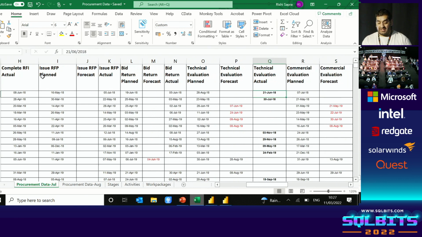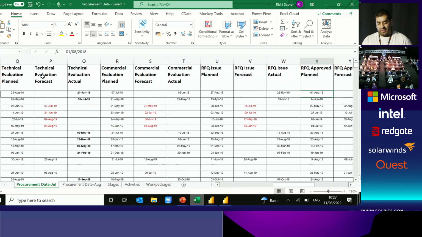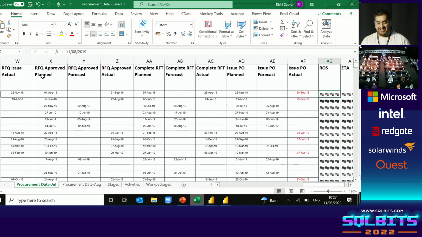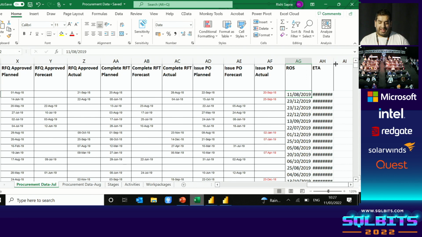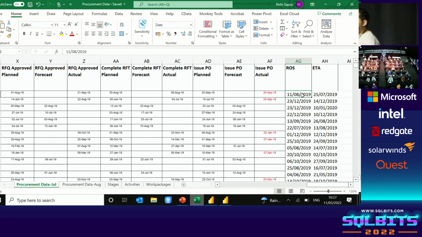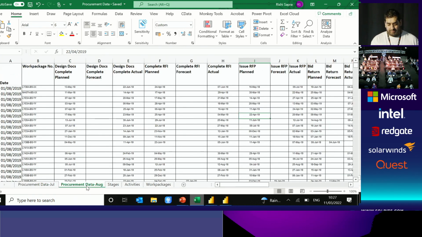And it's got dates against each of these. When was it planned? When was it forecast? When was the actual date completed? As you can see, this is based on real examples. And then at the end, you've got these two dates here, ROS, which is the date that is required on site, the date that it needs to be there in order for the schedule to not slip. And then you've got the ETA, when is it actually expected to currently be on site. And so we've got this data for the last month and for current month, July and August.